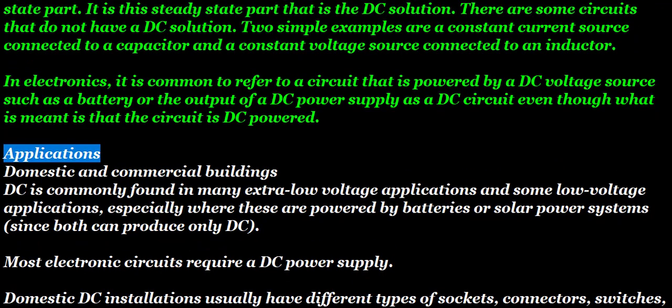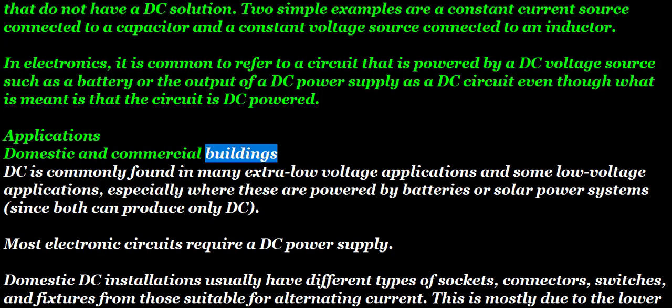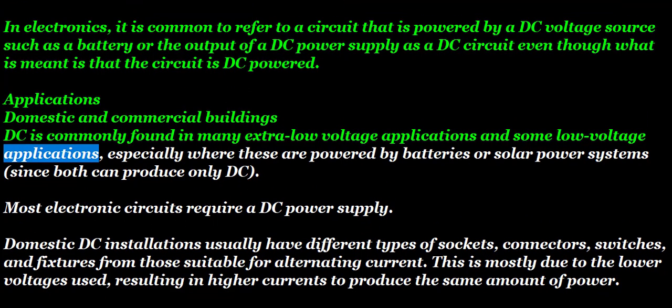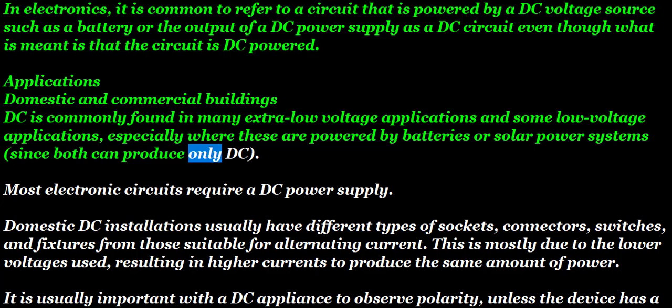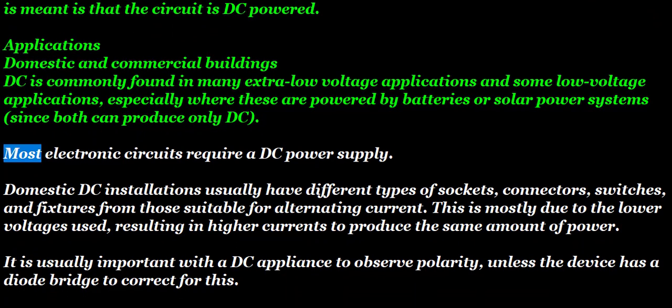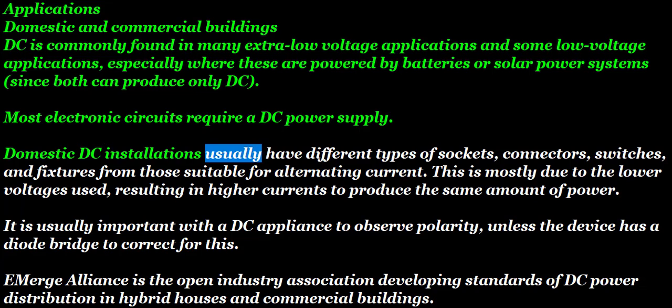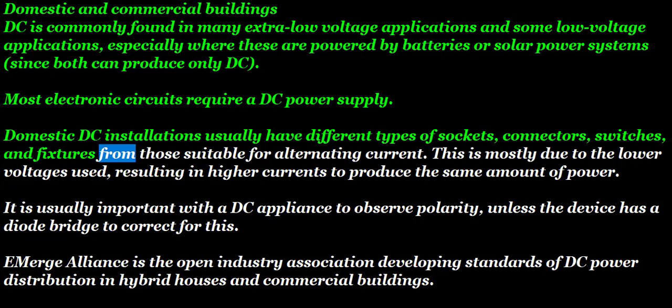Applications: domestic and commercial buildings. DC is commonly found in many extra low voltage applications and some low voltage applications, especially where these are powered by batteries or solar power systems, since both can produce only DC. Most electronic circuits require a DC power supply. Domestic DC installations usually have different types of sockets, connectors, switches, and fixtures from those suitable for alternating current.